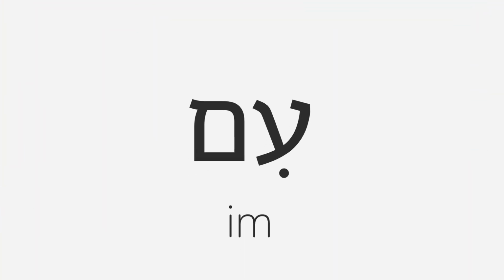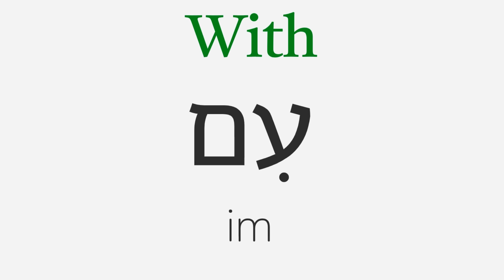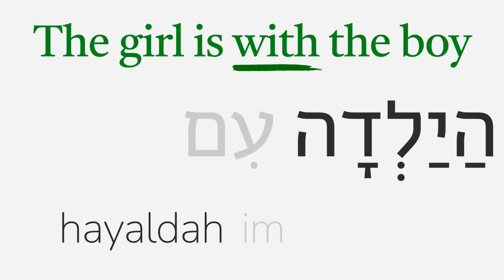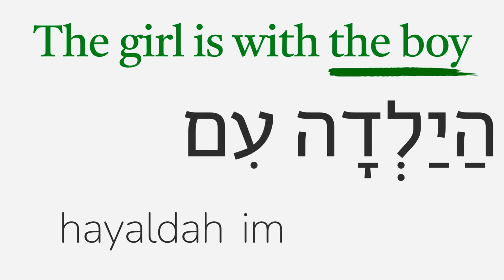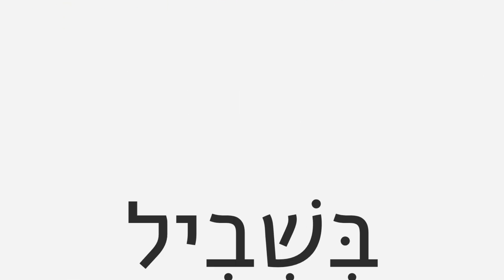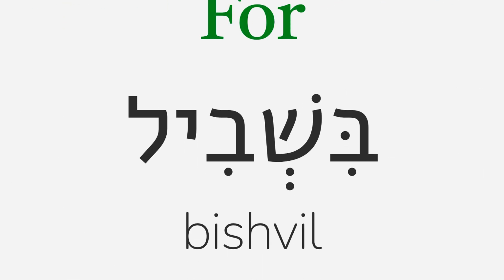The first preposition we learned is im, which means with. To say the girl is with the boy, we say hayalda, the girl. No Hebrew word for is. With is im, and the boy is hayeled. Hayalda im hayeled. The girl is with the boy.